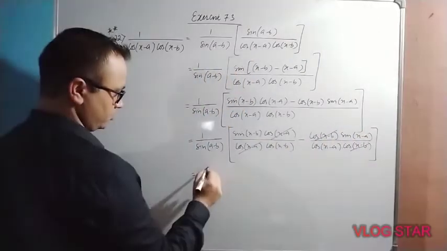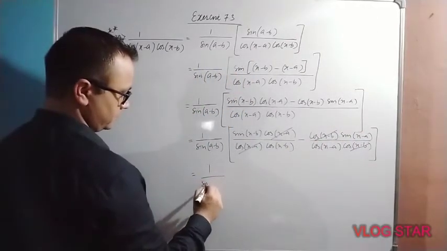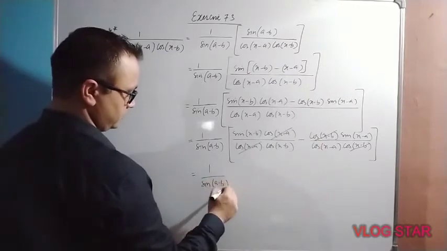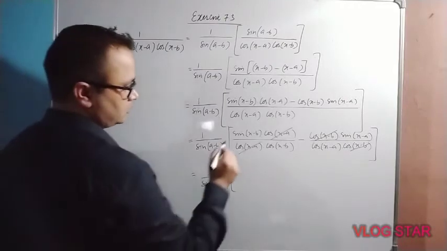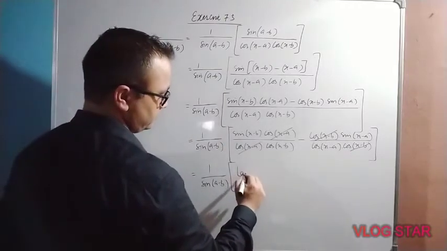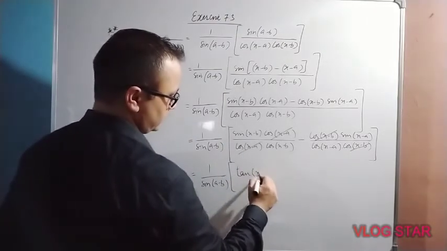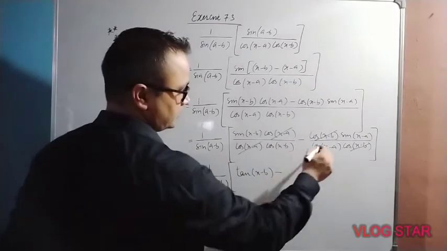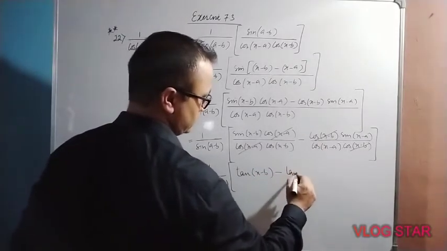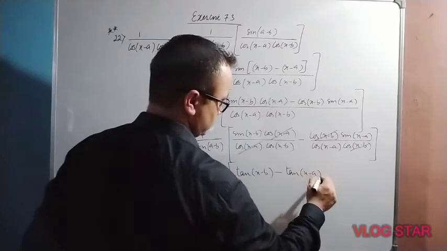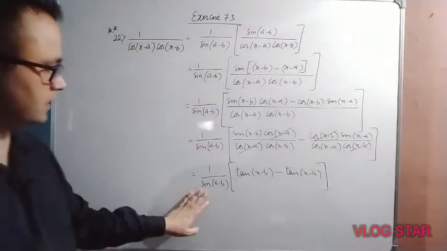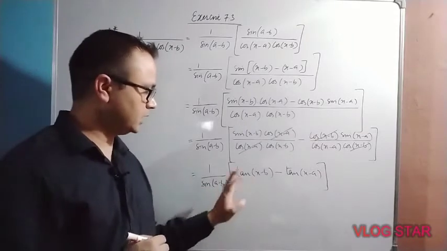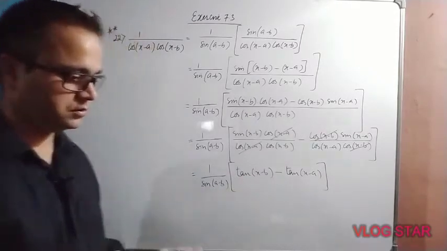So this equals 1 by sine a minus b. Sine by cos is tan, so tan x minus b minus tan x minus a. Now this is a standard form. Now we can integrate this function.